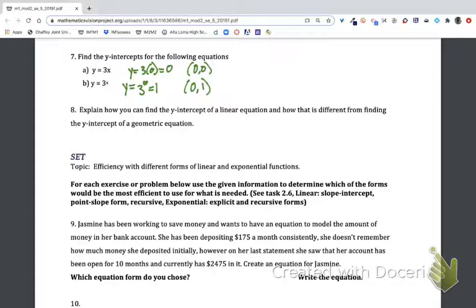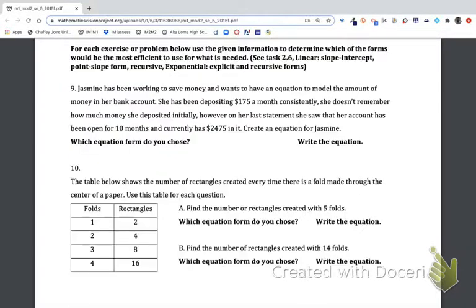I'd like for you to think about number 8 on your own, based on what was done in number 7. The set portion is going to be very helpful to, again, be able to tie everything together. The stuff that we just did in lesson 2.6 and also the work that we've done prior.